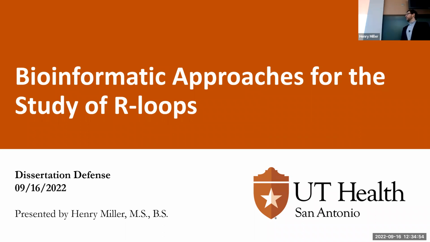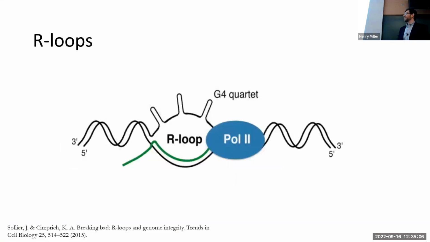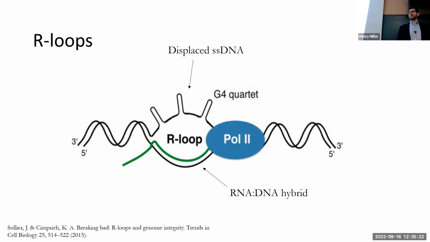So I am very excited to tell you all today about my dissertation research, Bioinformatic Approaches for the Study of R loops. So first, a little bit of background on R loop biology. R loops are three-stranded nucleic acid structures comprising an RNA-DNA hybrid and displaced single-strand DNA loop. They form naturally during transcription as nascent RNA leaves the polymerase and reanneals to the template strand.